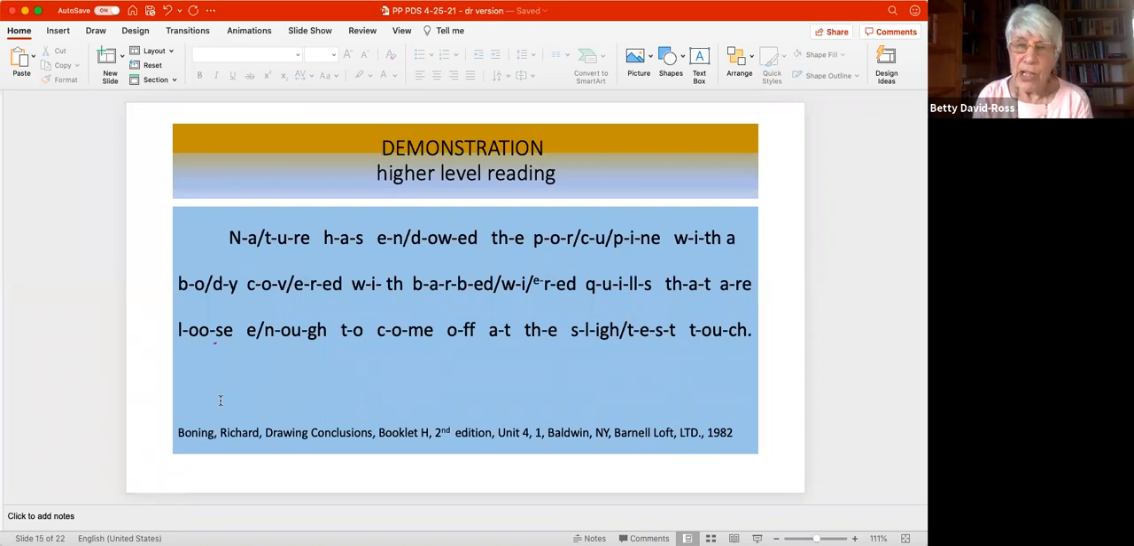Now I'm going to do a demonstration of higher level reading. I often work there with the printed word, and I have it already transcribed.